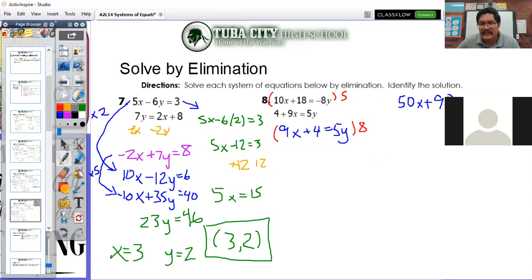5 times negative 8, so that would be negative 40y. And now for this side, I'm going to multiply everything by 8, so that'd be 72x. 8 times 4, so that's 32. And 8 times 5 is 40. Whew, okay.